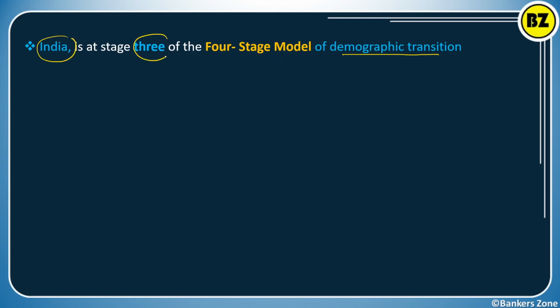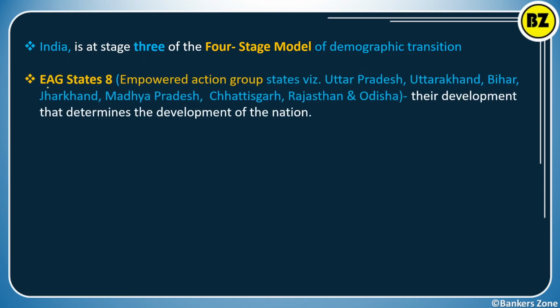India is now in the 3rd stage of the demographic transition model. How many stages are there? There are 4 stages total, and India is now in the 3rd stage. Okay, now see, EAG states. What are EAG states? There are 8 EAG states in India. EAG stands for Empowered Action Group.